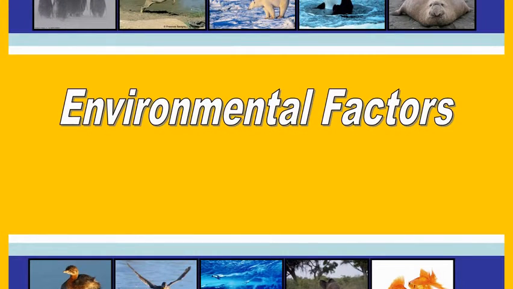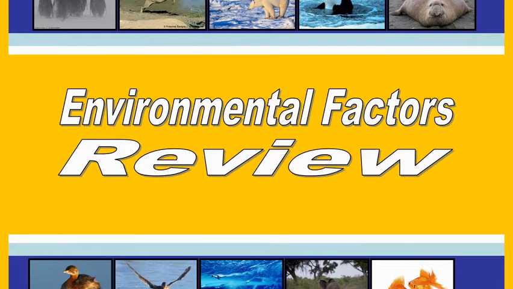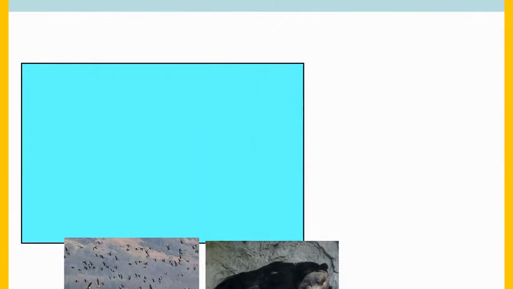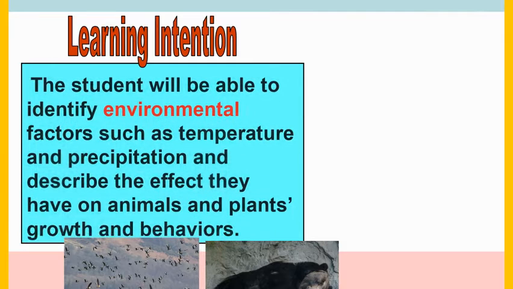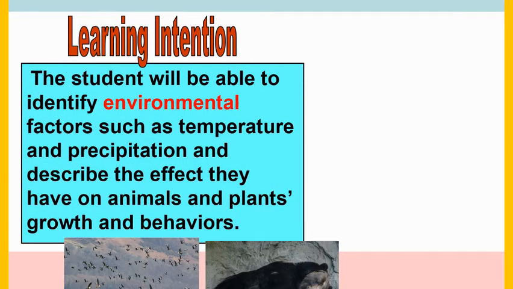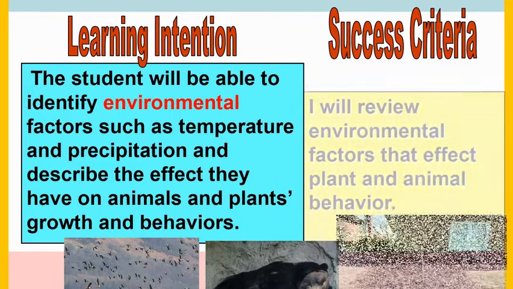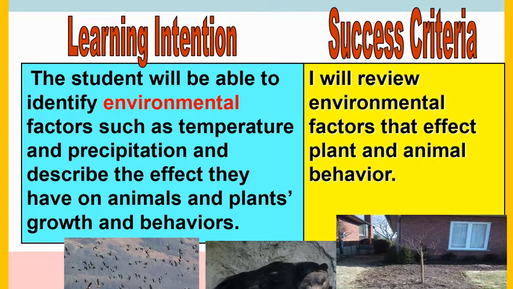Environmental factors. Review. Learning intention. The student will be able to identify environmental factors such as temperature and precipitation and describe the effect they have on animals and plant growth and development. Success criteria. I'll review environmental factors that affect plant and animal behavior.